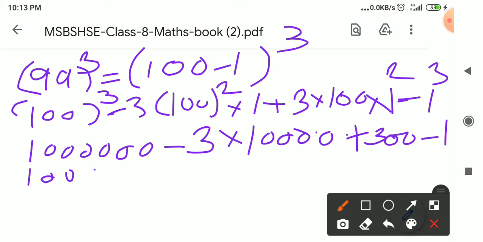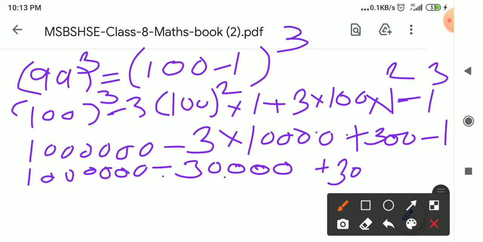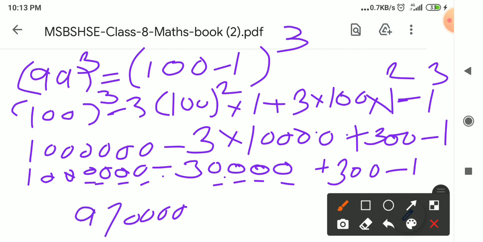So here 3 into 10,000 is 30,000. Okay, and then plus 300 and minus 1. Solve this, you will get the answer. Okay, so first of all, here 0 minus 0, 0. We will solve this first. This minus 0, 0, 0. Here 10 minus 3 is equal to 7. Here 9. Okay, so 9,70,000 is the answer.